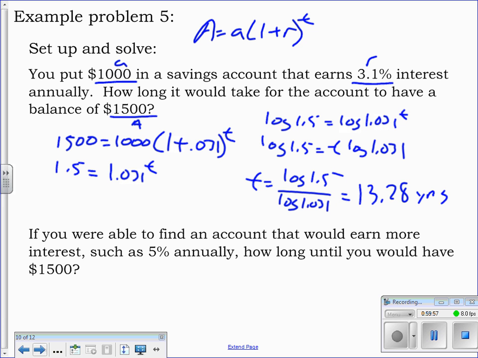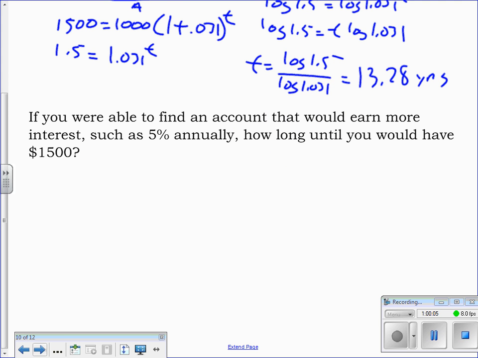So question B. Same thing. Only our interest rate has improved because we shopped around to get a better interest rate. Same setup. 1,500 equals, same thing. So we're using the same deposit, right? $1,000. What's my new interest rate? 5%, which would be 0.05, to the T. Divide by 1,000, combine that addition there. 1.5 equals 1.05 to the T.